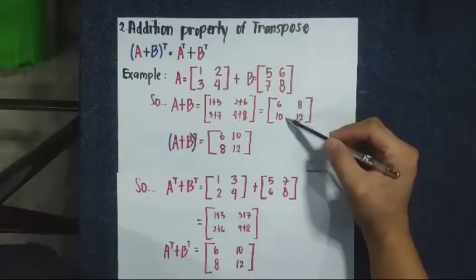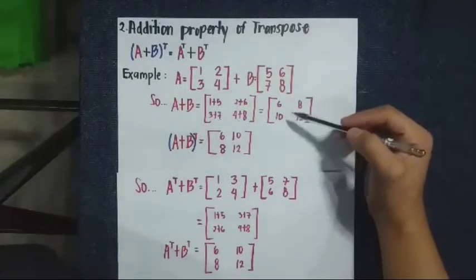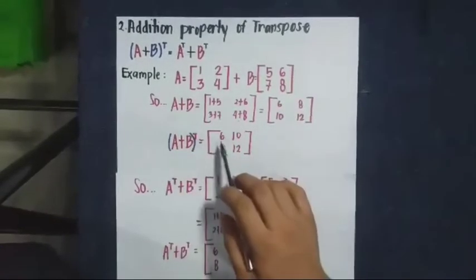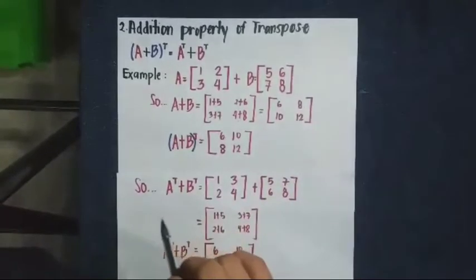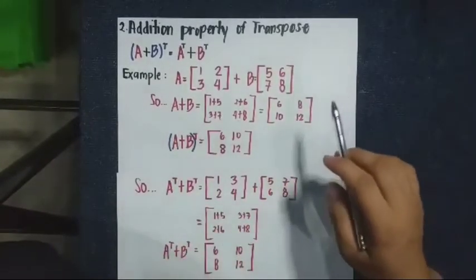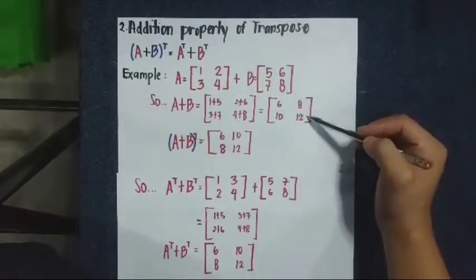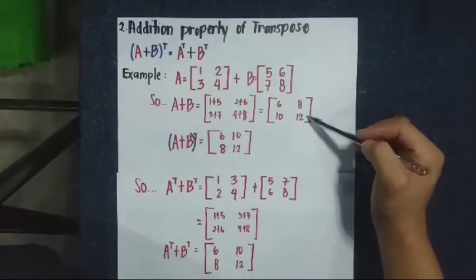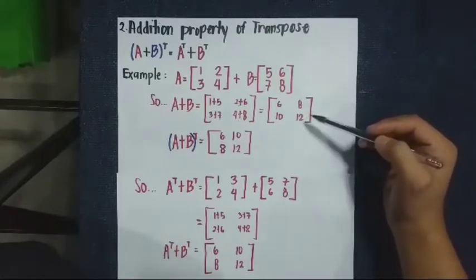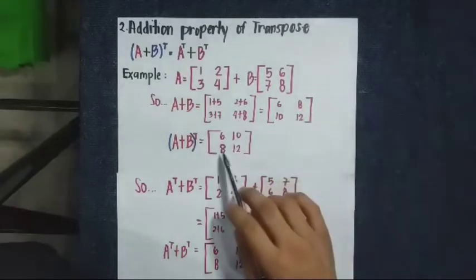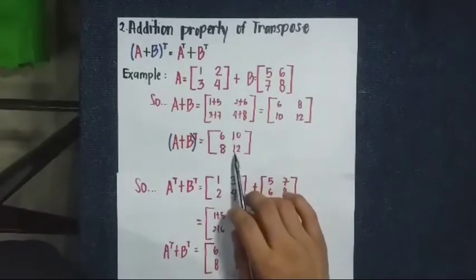Now we have to make this as the first column of transpose A plus B. So we have here 6, 10. Sorry, the second row is 8, 12, and we have to make this as the second column of the transpose A plus B. So we have here now the 8 and 12.